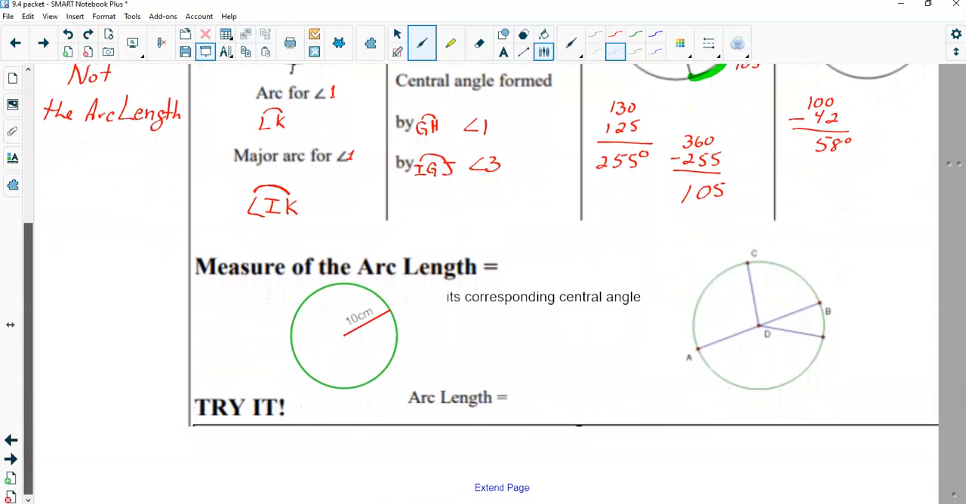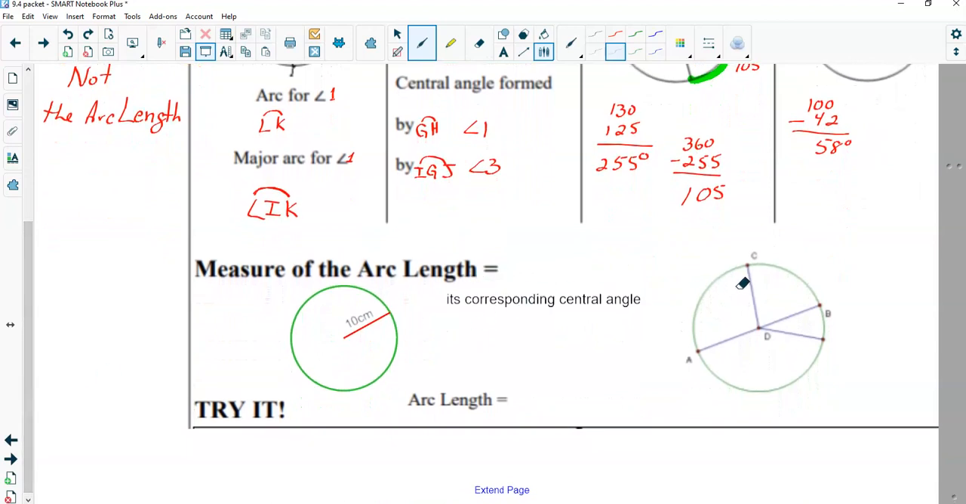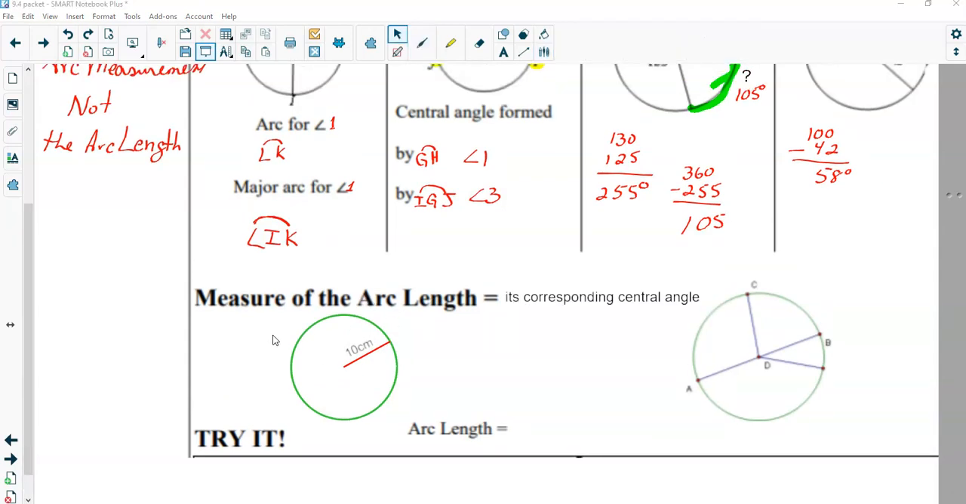Now, the measurement of the arc length, we're talking about what is the distance. The distance is part of the circumference. When we're talking of measurement of the arc length, it's part of the circumference. So let's talk about that. We're talking about the measure of the arc, which is basically its corresponding central angle.